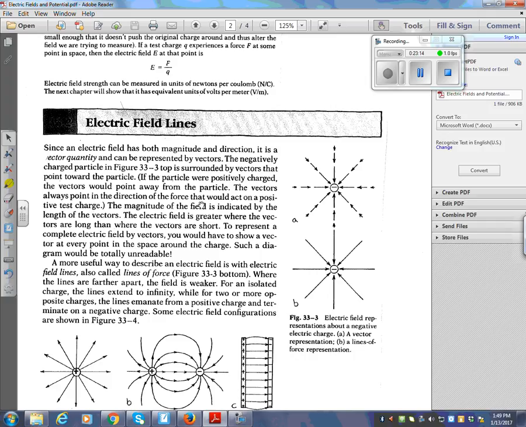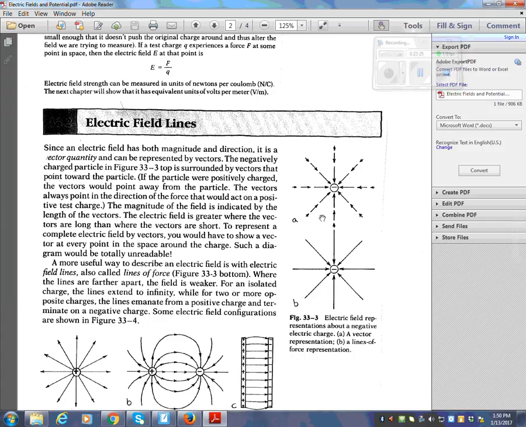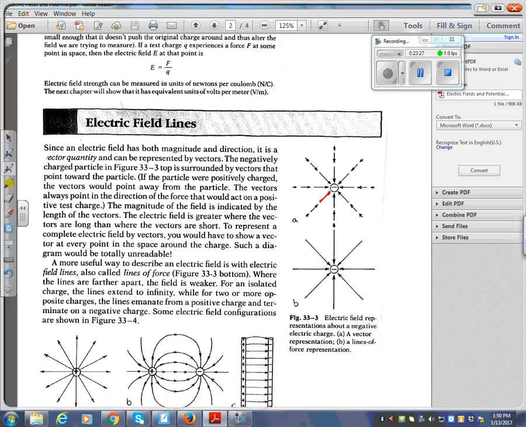We've been through that. Now, the magnitude of the field is indicated by the length of the vectors. Notice that the electric field is greater where the vectors are long than where the vectors are short. Right? So where are the vectors long? Close. And farther away, they get smaller and smaller. And out here, they'd be just dots, right? But in tight here, they are long. Now, if I went even closer in, well, they'd be so long that they might actually go across, right?